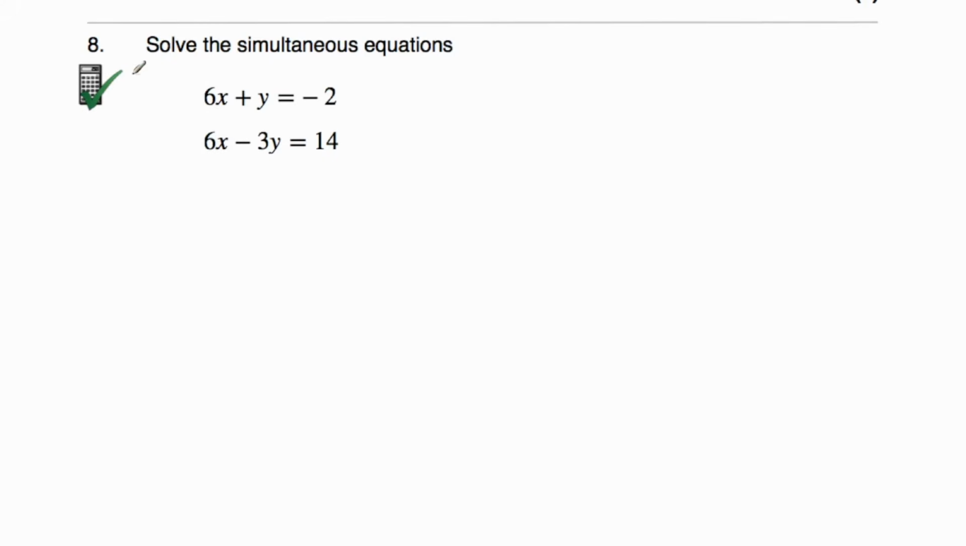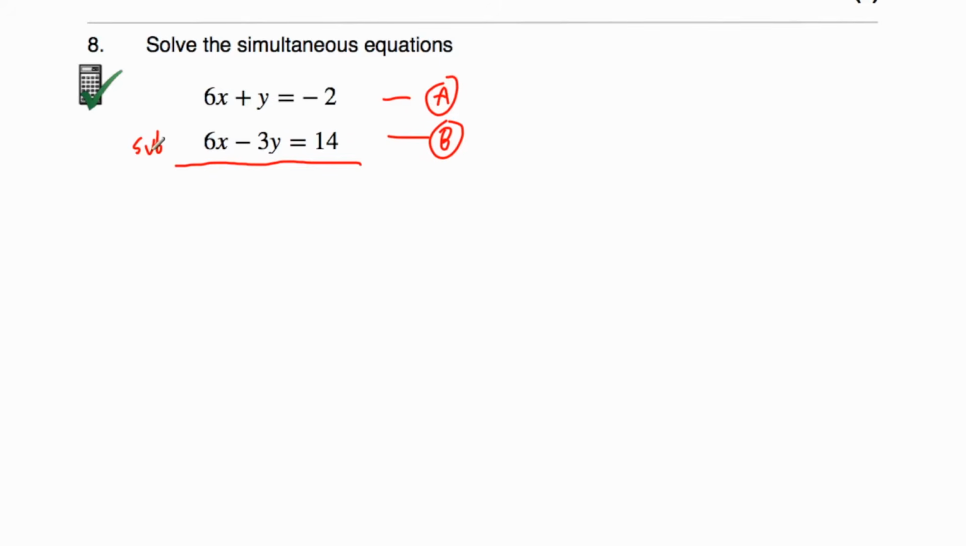Question number 8 says, solve the simultaneous equations 6x plus y equals negative 2, or minus 2, and 6x minus 3y is equal to 14. So let's label our equations, equation A and equation B. And we want to find out what x and y are, so let's eliminate or cancel out our x's, because we've got 6x and 6x. So if we take the two equations away from each other, subtract, that will be 0. So 6x take away 6x is 0, fantastic.